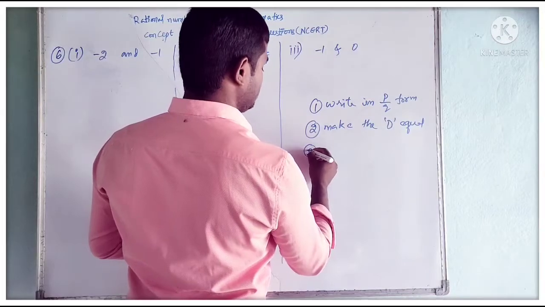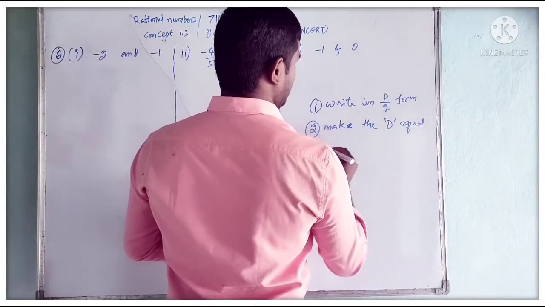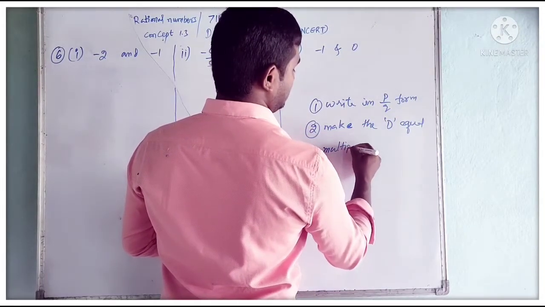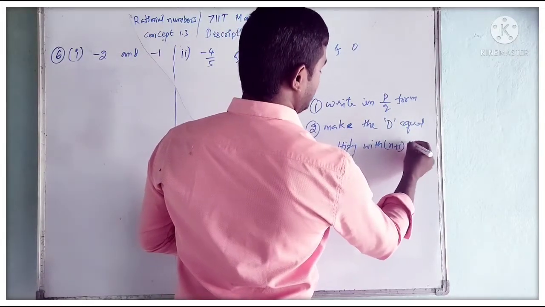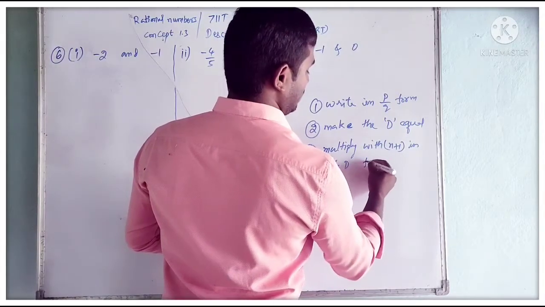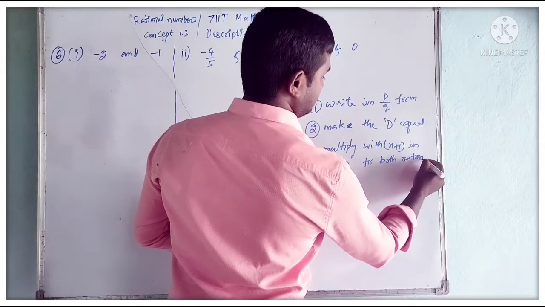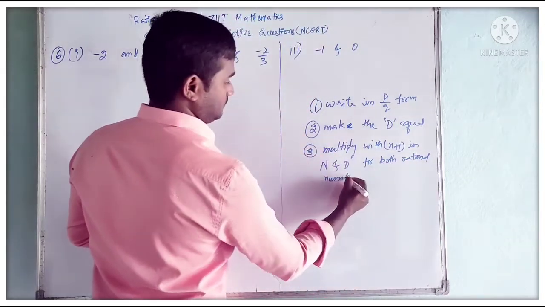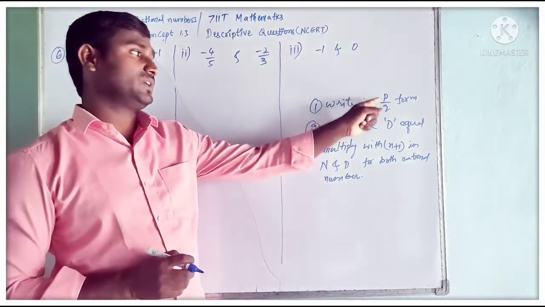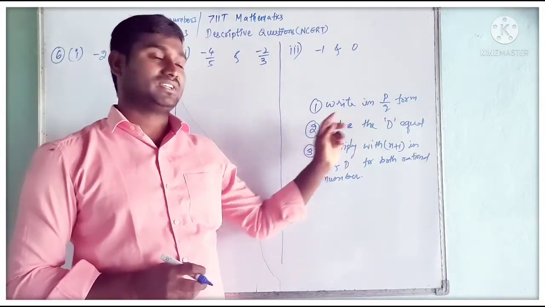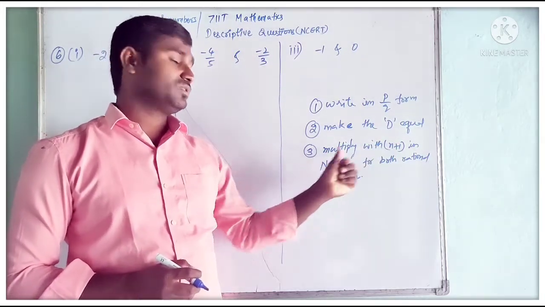And next, the third condition: multiply with n plus 1 in the numerator and denominator for both rational numbers. These 3 conditions we must follow. First condition, write in the p by q form. Second condition, make the denominators equal. Third condition, multiply with n plus 1 in the numerator and denominator for both rational numbers.